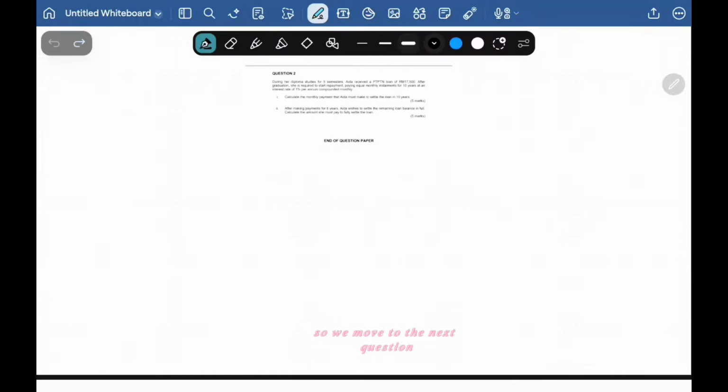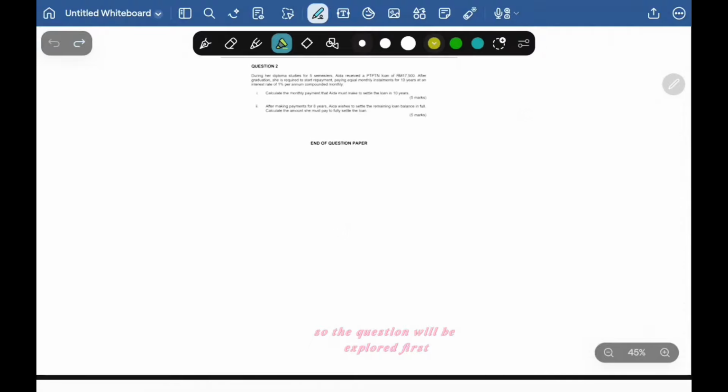So we move to the next question, which is related to chapter 4 annuity. So the question will be explored. First, the given question is, during her diploma studies for 5 semesters, Aida received a PTPTN loan of 17,500 ringgit. After graduation, she is required to start repayment, paying equal monthly installments for 10 years at an interest rate of 0.01 per annum compounded monthly.